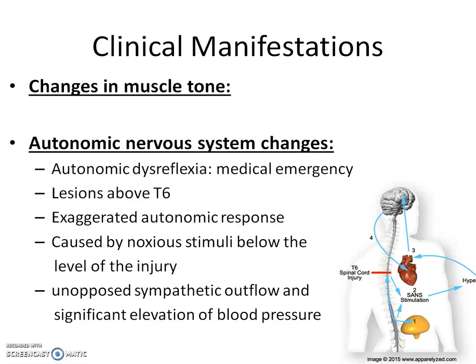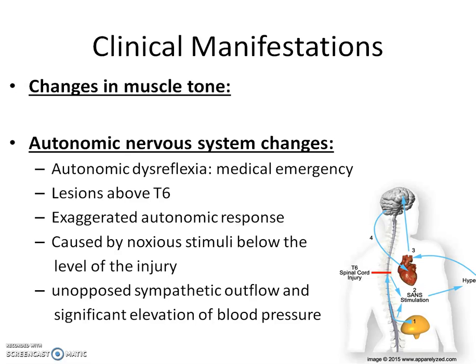The autonomic nervous system is also going to be affected after a spinal cord injury. This is particularly important for people with lesions that are above the level of T6. So essentially a level T5 or above is going to have issues with the autonomic nervous system. So if we have any adverse effects with the autonomic nervous system, this is called autonomic dysreflexia. And this, again, is a medical emergency.